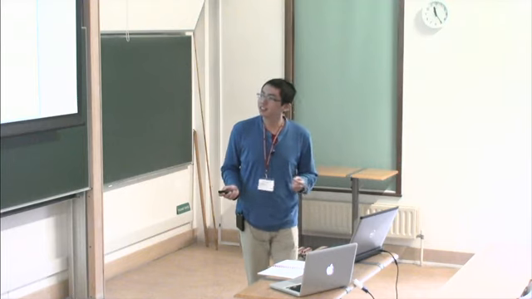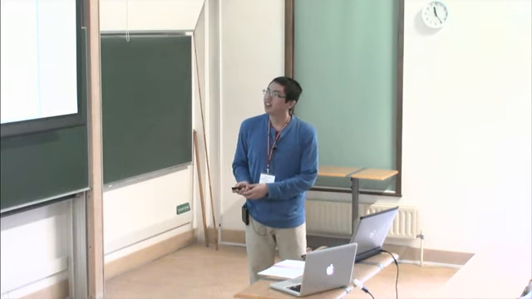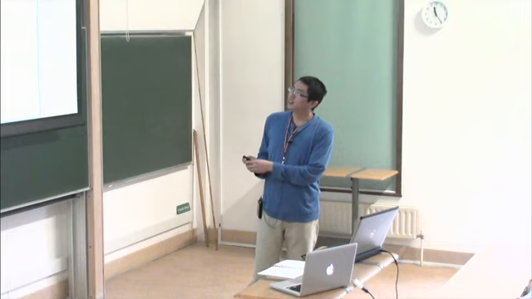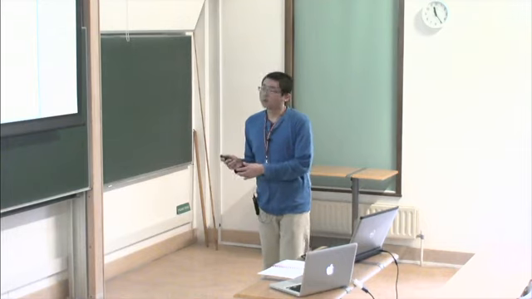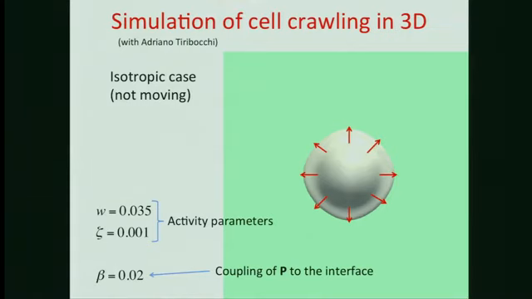I also mentioned that we have a coupling between the polarization and the interface. Here I show you what happens if the coupling is very large. If the coupling is very large, this wants to make the polarization perpendicular to the droplet, and this makes the polarization isotropic. You can still see the thin layer of protrusion coming out of the droplet, but because it's isotropic, the droplet is not moving. So we have to reduce the value of beta to make it move.